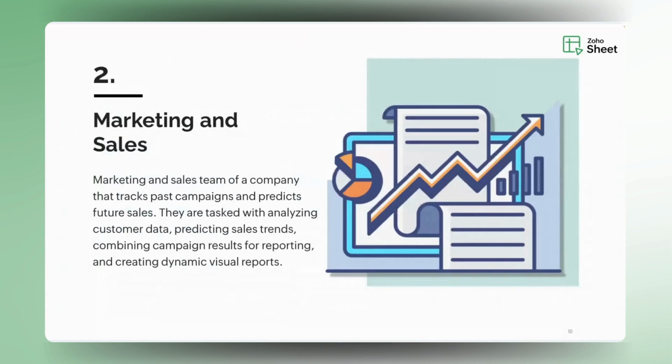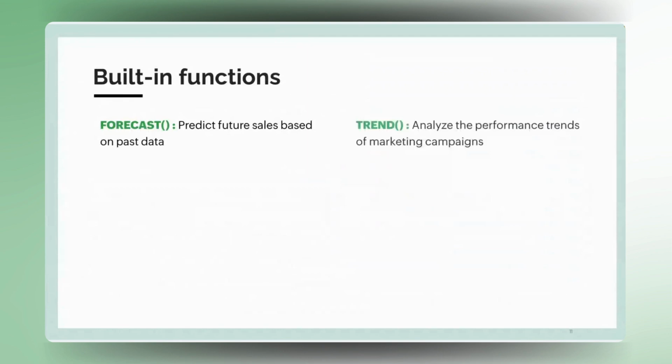For the marketing team, there are several powerful functions in Zoho Sheet that can make their job a lot easier. Let's start with the FORECAST function. It helps predict future sales based on historical data. By looking at the past sales figures, you can estimate future performance and make informed decisions. Next up, we have the TREND function. It is used to analyze the performance trends of your marketing campaigns over the time. It's great for spotting patterns and understanding how different campaigns are performing.